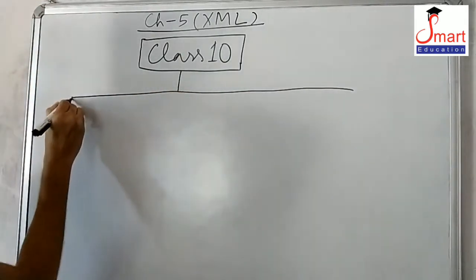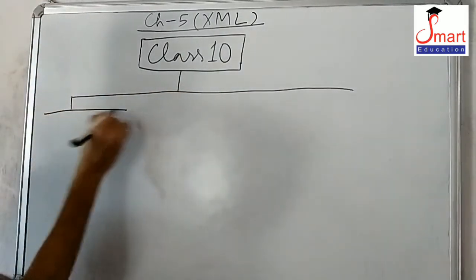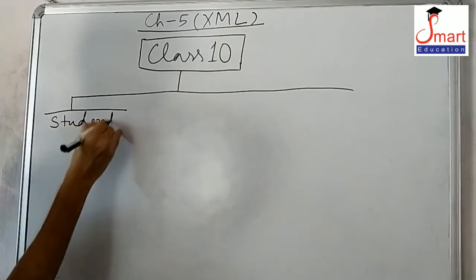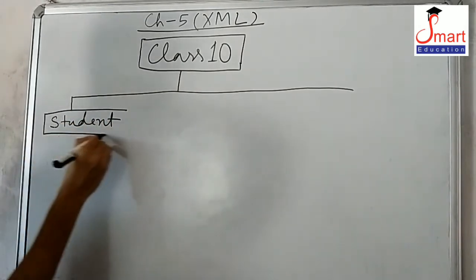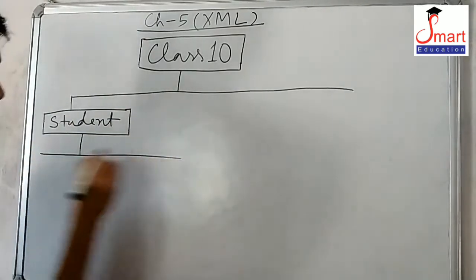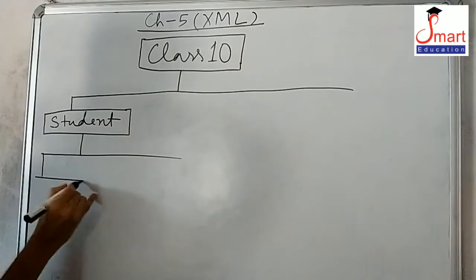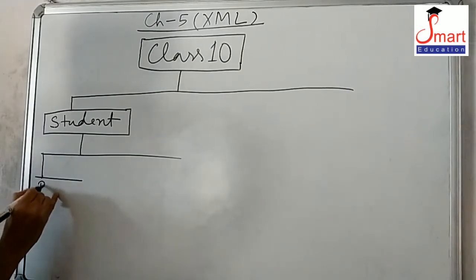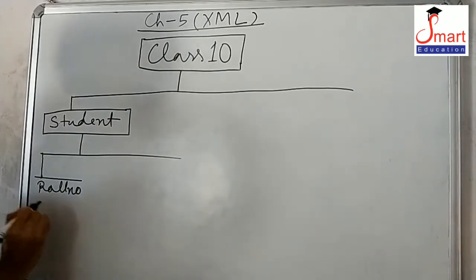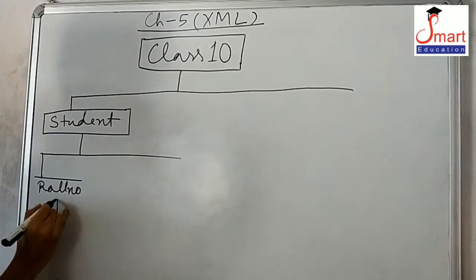Then to student, first student number 1, and inside this student I will give 3 elements. First element, roll number. Write it together, don't give space here. Then for the roll number value I am going to give 1.